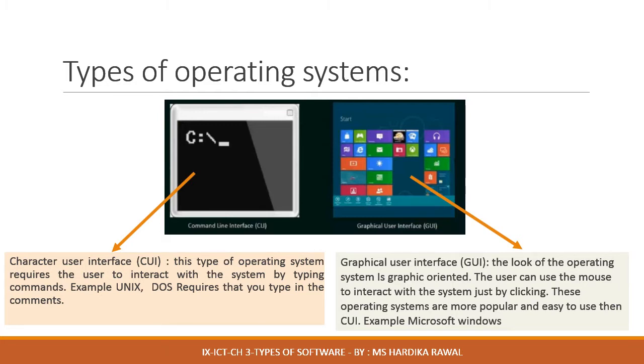Next is the graphical user interface, that is GUI. The look of the operating system is graphic oriented and the user can use a host of devices like the mouse to interact with the system by mere clicking. Windows and Linux are the most popular GUI based operating system in use today. In simple words, there is a lot of graphic content available so that we can see and interact with the computer using these graphics.